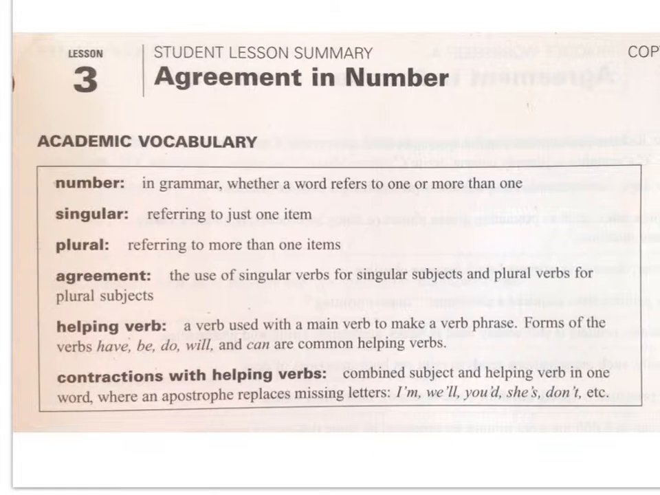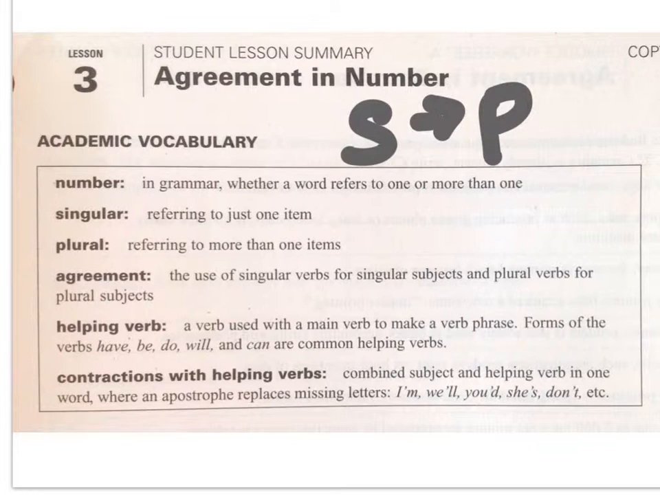Hi, so we're looking at Grammar Lesson 3, Agreement in Number. Agreement in number, what we're talking about is the subject and the predicate, okay? They have to agree with each other, single or plural. So if the subject is single, the predicate needs to have a single form of the verb. If the subject is plural, the predicate needs to have a plural form of the verb.